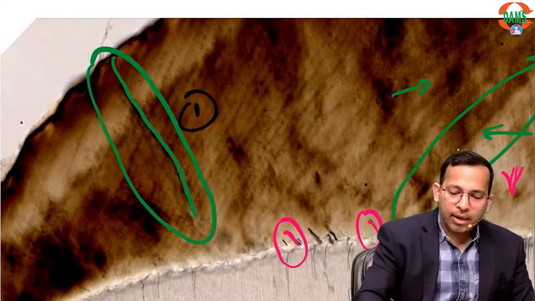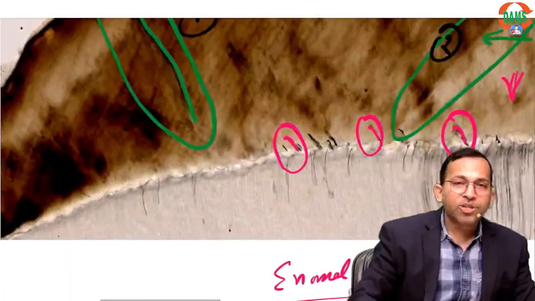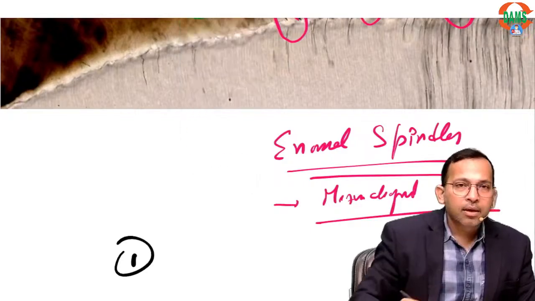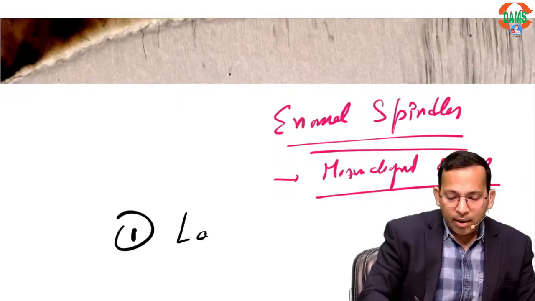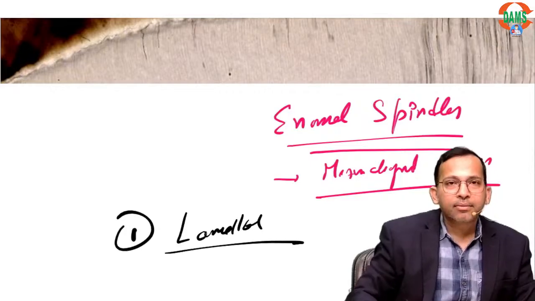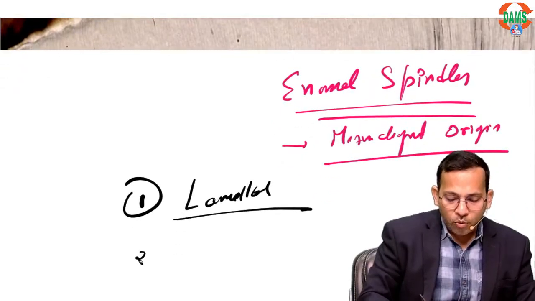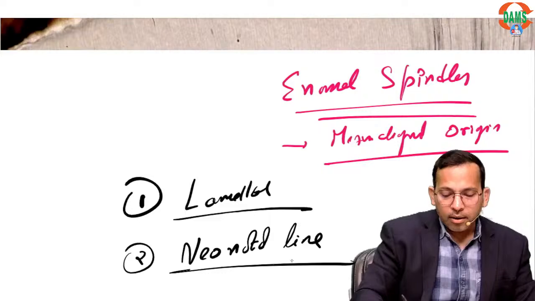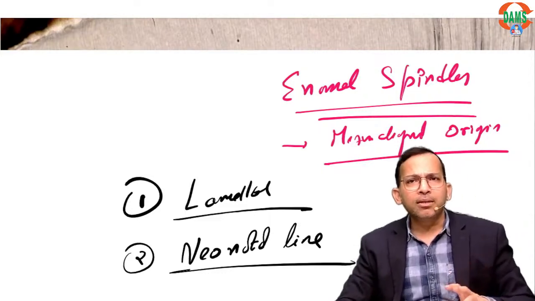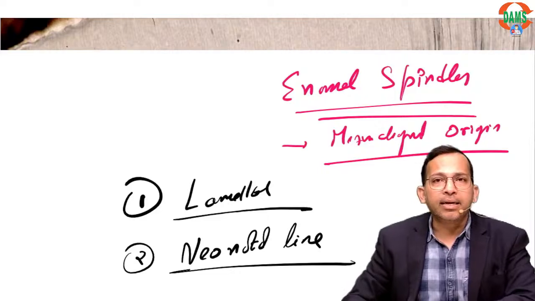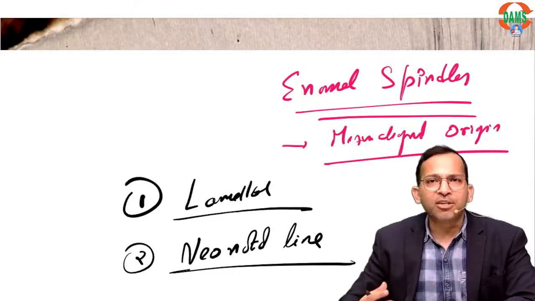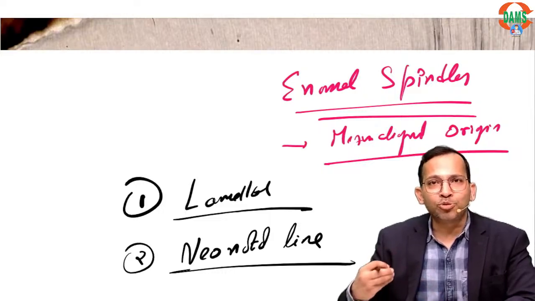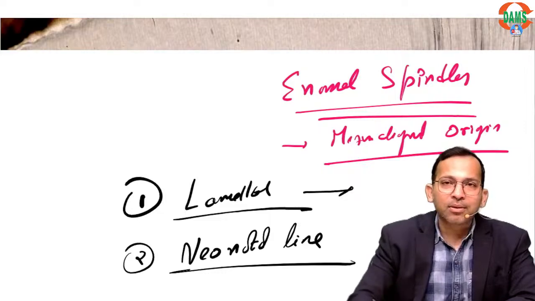So let's say this is 1 and this is 2, right? The feature 1 is nothing but the enamel lamellae, isn't it? And the feature 2 is the neonatal line. Can you tell me the different types of lamellae that are seen in the enamel? Just tell me the names of the different types if you know them. You don't need to explain anything, just how many are there, maybe 1, 2, 3 or whatever, right? So how many types of lamellae are there?